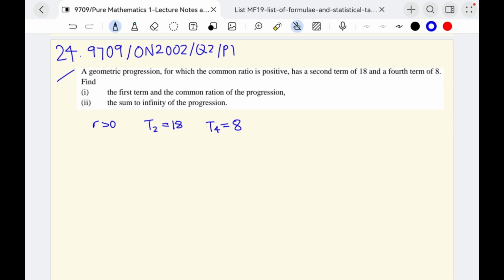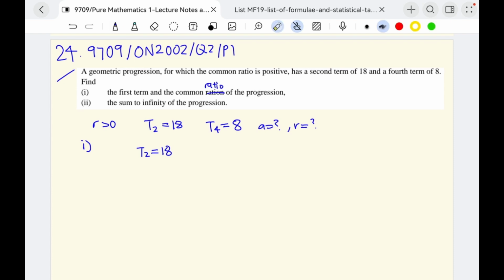For the first part, find the first term and the common ratio. I think there's a typo over here. So cancel it out. Replace it as ratio. There's a correction of the progression. So use the two pieces of information above. T2 is equal to 18 and it wants to find what is A, what is R, given that R is greater than 0.